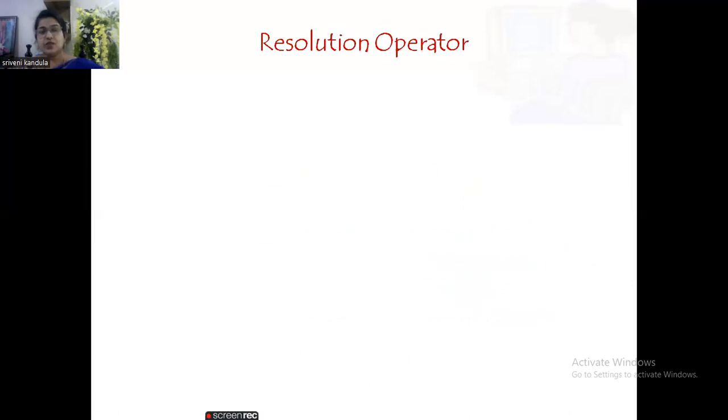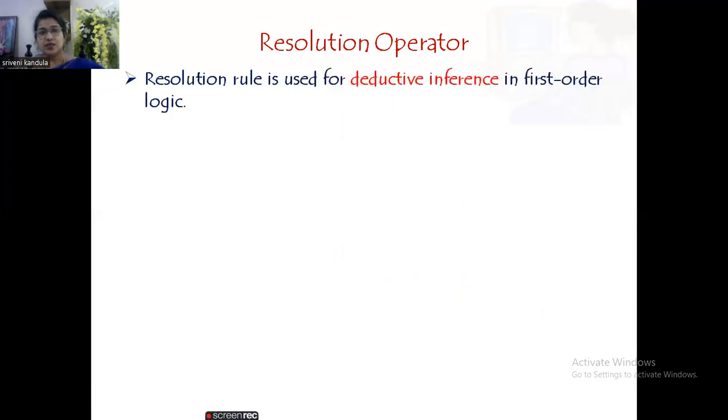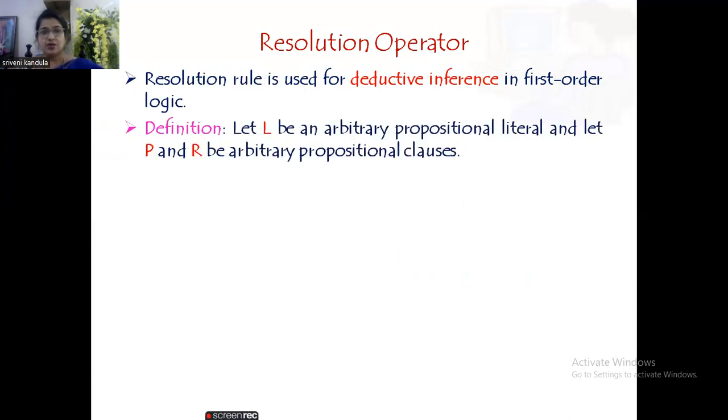So first, let us see what the resolution operator is. We need a resolution rule for deductive inference in first order logic. To deduce one formula from something else, we use this resolution rule. We are already aware of the definition: let L be an arbitrary propositional literal, and P and R be arbitrary propositional clauses. Two clauses and one literal.